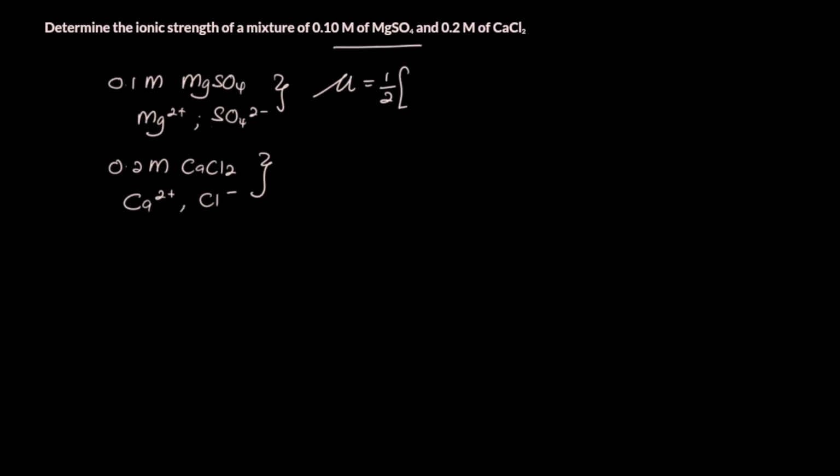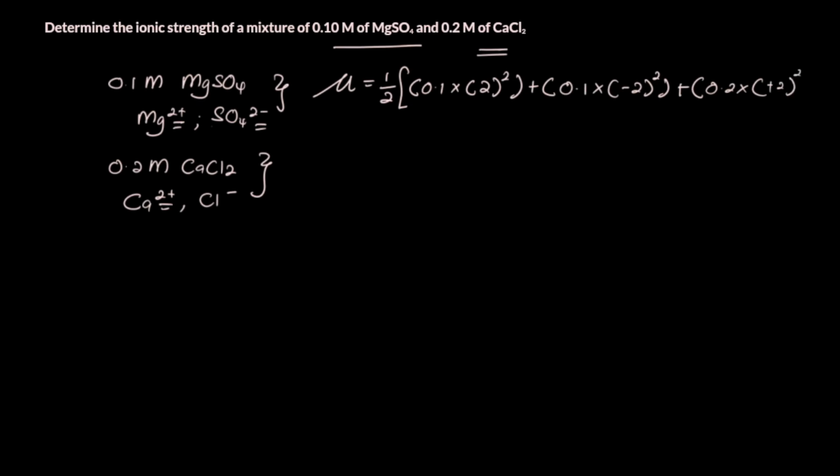So we are going to start with magnesium sulfate first. So 0.1 times, because you have 2 magnesium here, so 2 to the power of 2 plus this one is 0.1 again, times this one is -2, so -2 to the power of 2, and then plus you have 0.2, so 0.2 here times this one is +2 to the power of 2 plus, so you have 0.2 times this one is 1, so -1 to the power of 2.